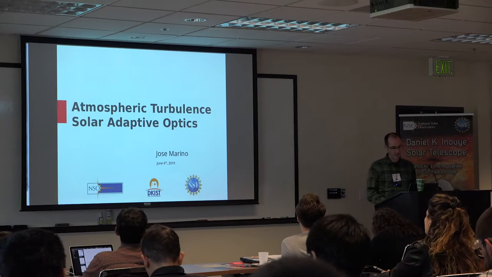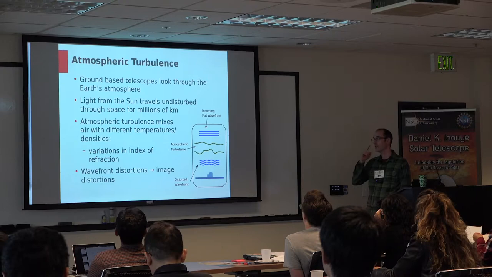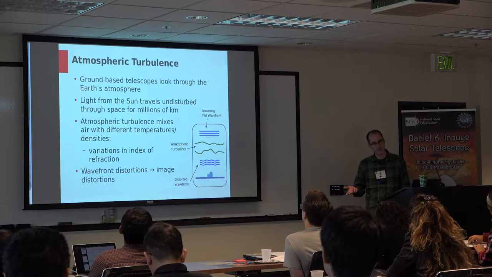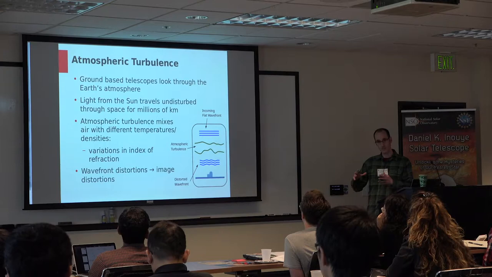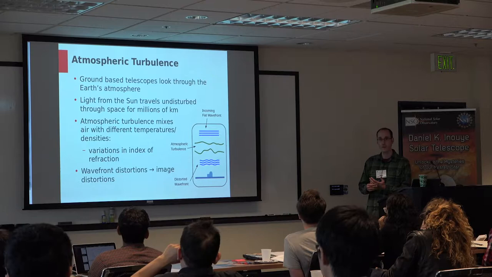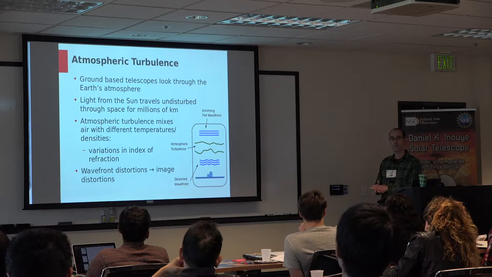So our telescope is ground-based, so it's going to be on the ground looking up through the atmosphere, the Earth's atmosphere. The Earth's atmosphere behaves in a turbulent fashion. After the light comes from the sun for millions and millions of kilometers, completely undisturbed, it finally hits the atmosphere and is distorted by the atmospheric turbulence. The turbulence mixes air with different temperatures, and therefore different densities and different index of refraction. These variations in index of refraction will distort our wavefronts, and when we image with these wavefronts, we'll produce distorted images with our telescope.